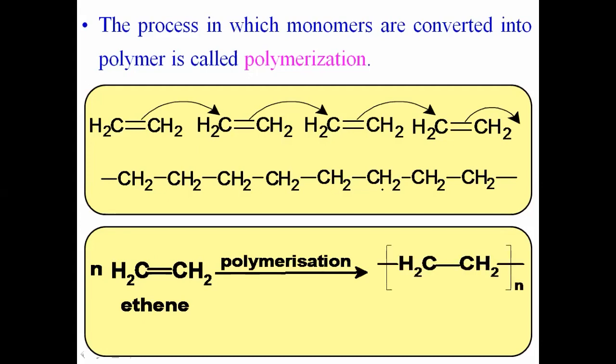Now instead of writing CH2 CH2 CH2 for a number of times, we can write simply CH2 single bond CH2. Then there is a bracket, and at the bottom of the bracket there is an N. This indicates that the CH2 CH2 in it is repeated many times.